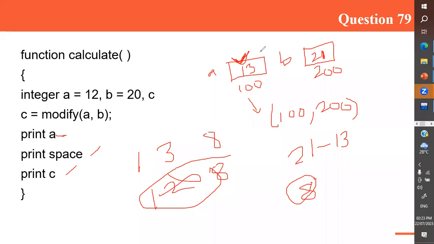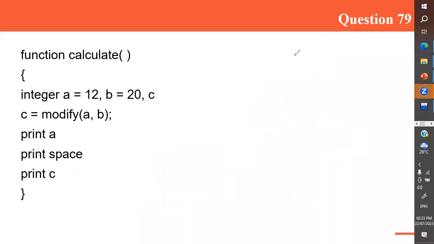21 minus 13, how come minus 8? 21 minus 13, right? Y minus Z we are doing or Z minus Y? Y minus Z only. Why confusion? Okay, don't worry. See here, very simple. Remember one thing: whatever modifications you make in the function through reference, that will affect the original values. That's it.